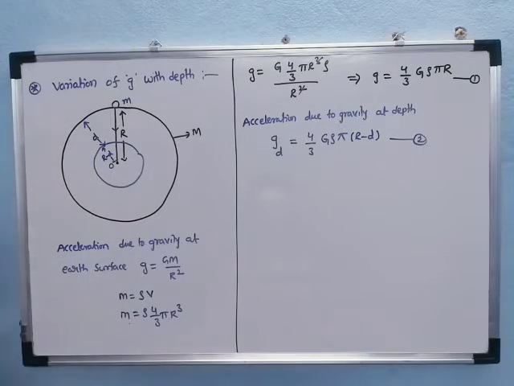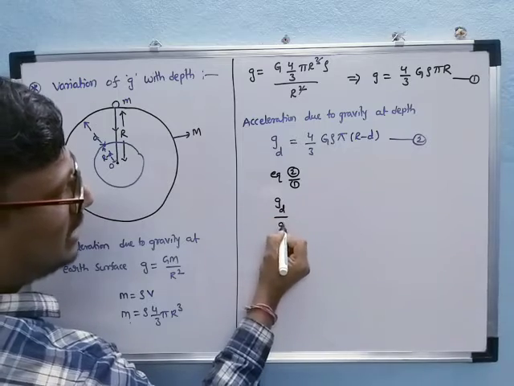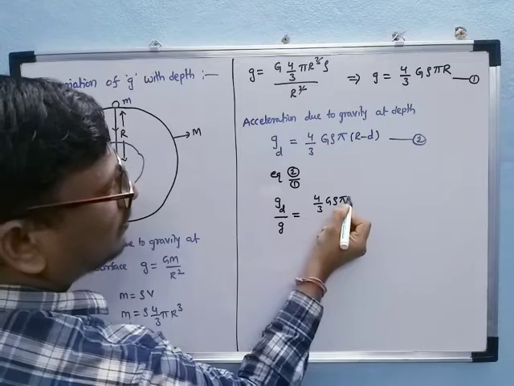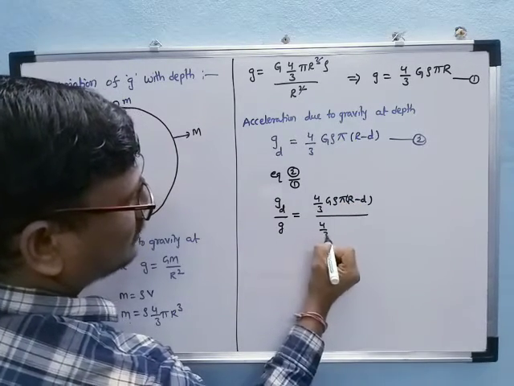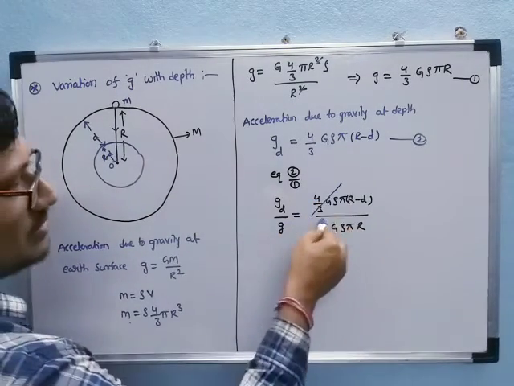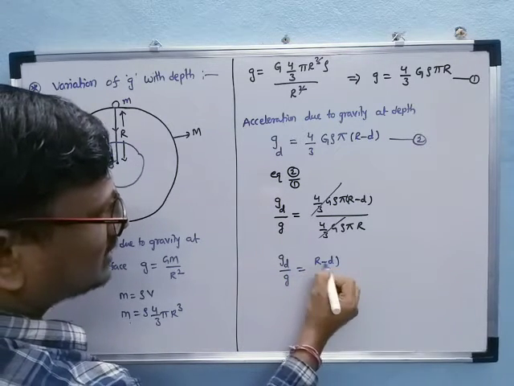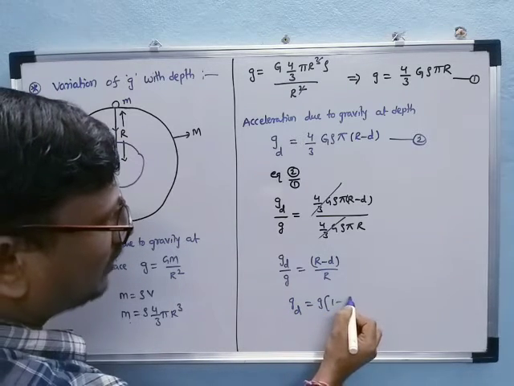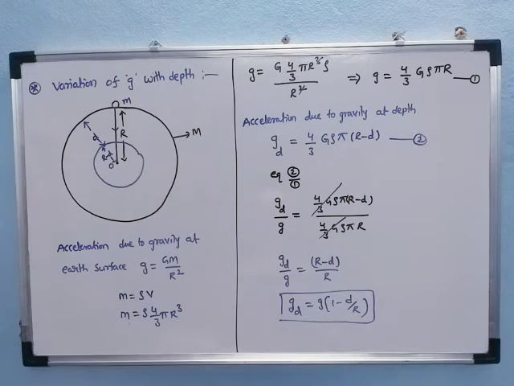Now equation 2 divided by equation number 1. That means g_d by g is equal to 4 by 3 G rho pi (R minus d) by 4 by 3 G rho pi R. The same values are cancelled. The remaining is g_d by g is equal to (R minus d) by R. Then by cross multiplication, g_d is equal to g into (1 minus d by R). This is the formula for the acceleration due to gravity at depth.